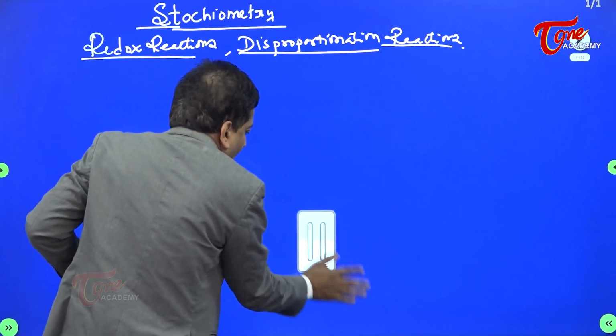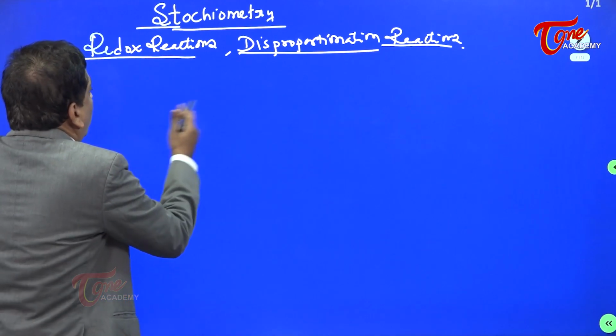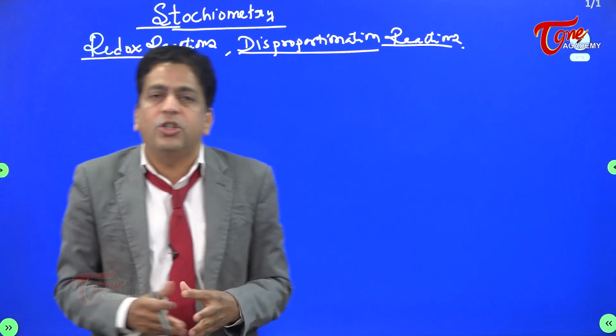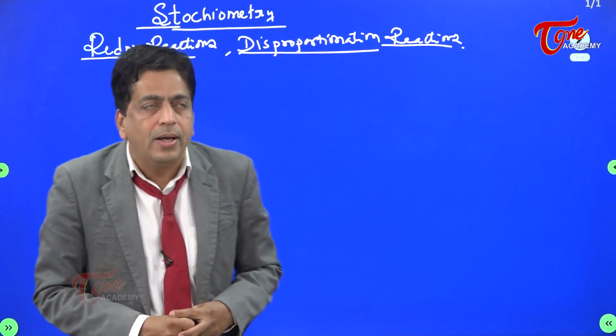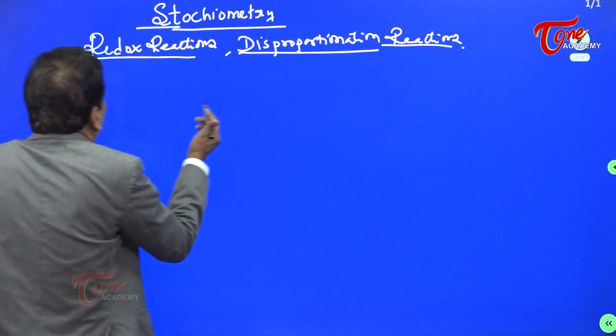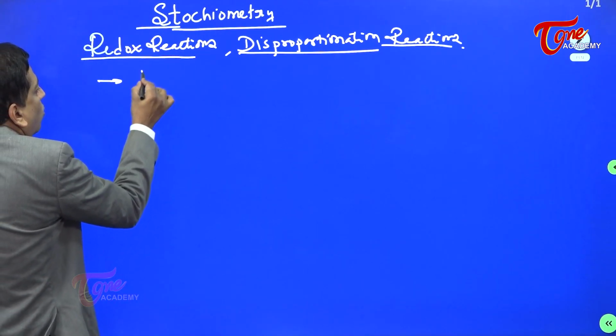Now, as I have written, what is a redox reaction? What is a disproportionation reaction? Let us actually start from there. This I call an application of oxidation number. And let me tell you what is a redox reaction.